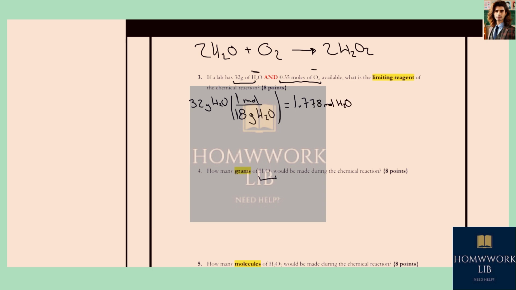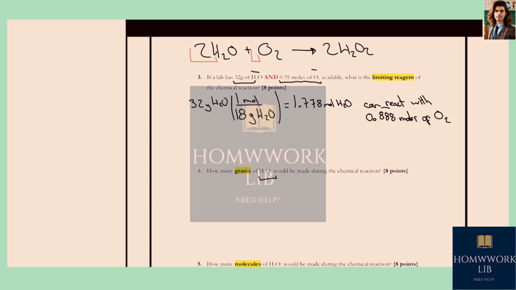mole of water. This amount of mole of water can react with 1/2 of this amount. How do we know that it can react with 1/2 of this amount? Because of the stoichiometric relationship in between these two guys. We are going to have a 2-to-1 relation. So it can react with 0.888 moles of oxygen.